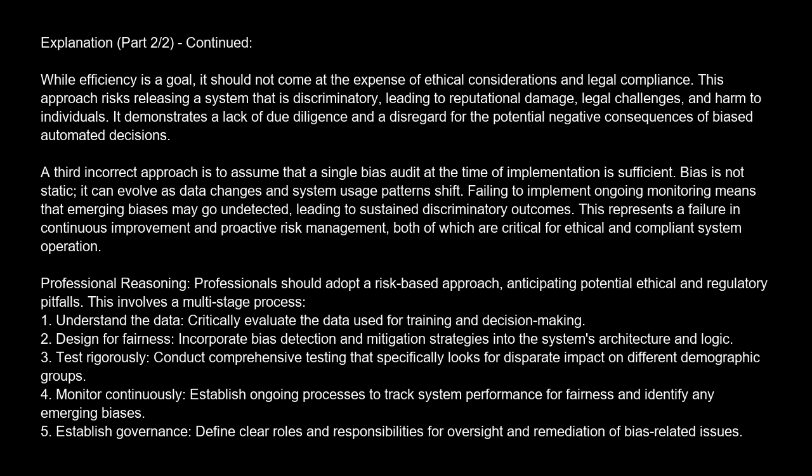2. Design for fairness. Incorporate bias detection and mitigation strategies into the system's architecture and logic. 3. Test rigorously. Conduct comprehensive testing that specifically looks for disparate impact on different demographic groups. 4. Monitor continuously. Establish ongoing processes to track system performance for fairness and identify any emerging biases. 5. Establish governance. Define clear roles and responsibilities for oversight and remediation of bias-related issues.